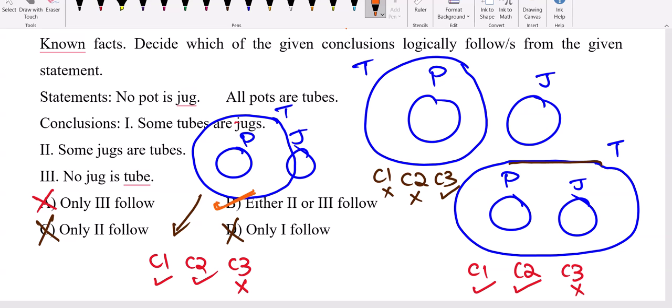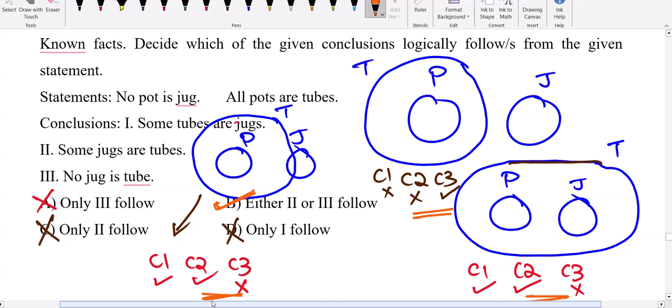But here if you observe, when third one is true, second one is false. When second one is true, third one fails. So one among that is true at a time. That's why either 2 or 3. A lot of people have no idea. In fact, either 1 or 3 is also correct here.